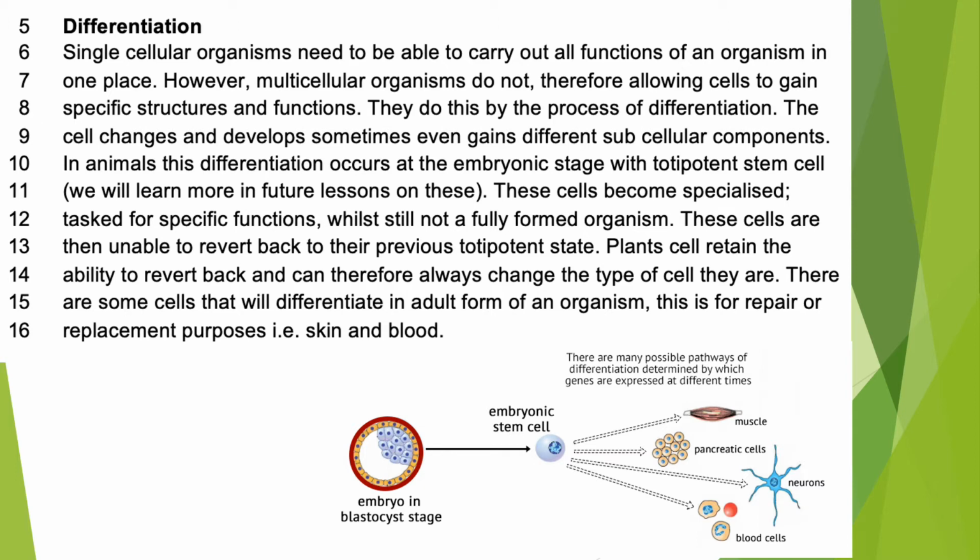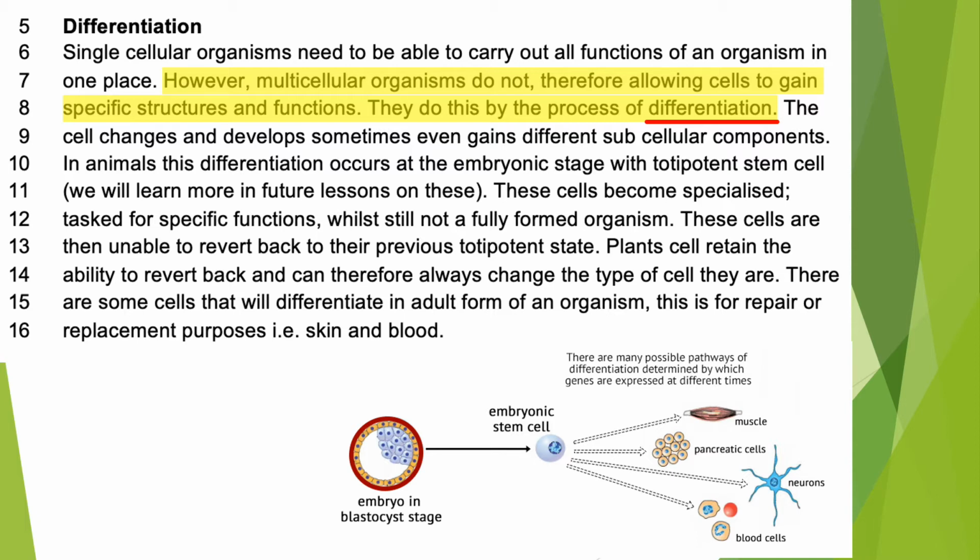So that's the first part that you're going to highlight, and that's because this is the process. The process of allowing cells to gain specific structures and functions is called differentiation. So say that a couple times, differentiation. And like I said, specialization and differentiation are pretty much the same thing. So let's continue on here.